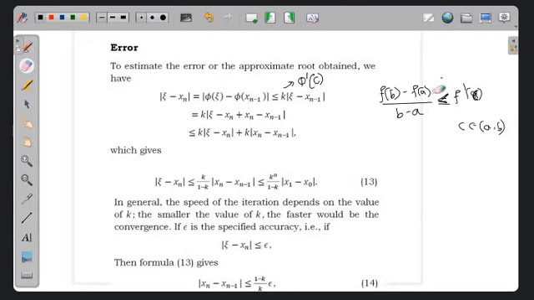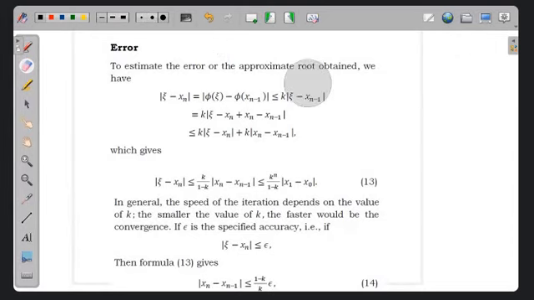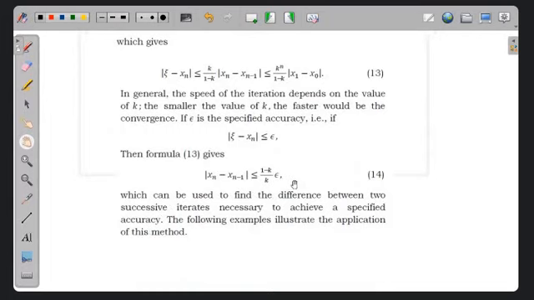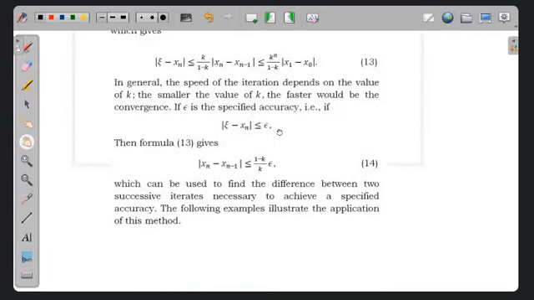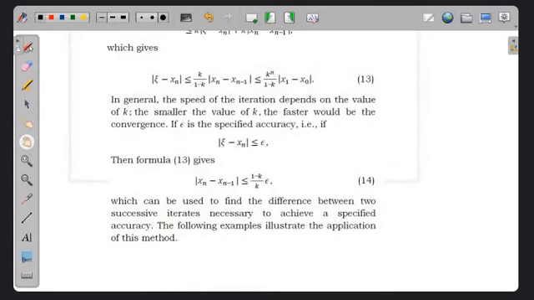Actually, you can take this b minus a to the other side, so you can write this. All right. So using Lagrange's mean value theorem, you can write this inequality. After some simplification, you can see what is the accuracy in the process. Here, we don't know what is the exact root.